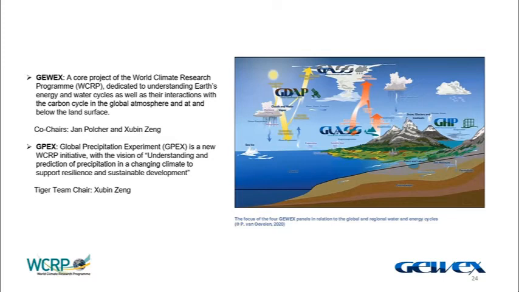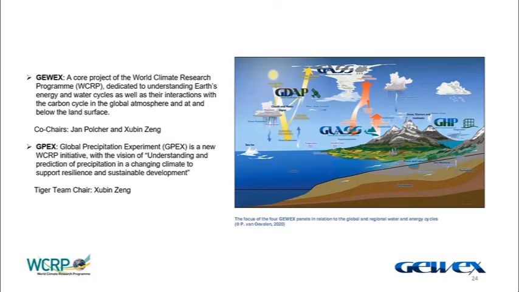Besides GWEX, organized convection is also emphasized in GPEX. GPEX is a global precipitation experiment. It is a new WCRP initiative, and the vision is understanding and prediction of precipitation in a changing climate to support resilience and sustainable development.